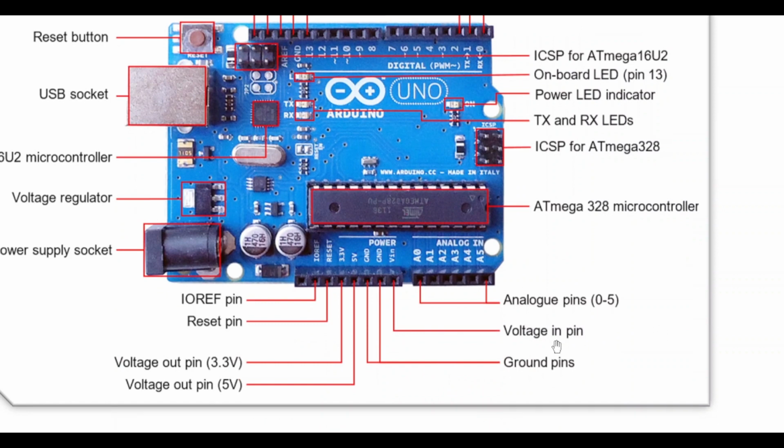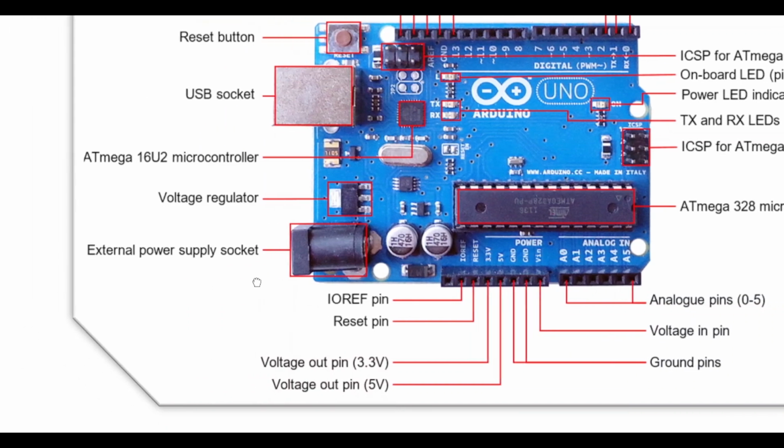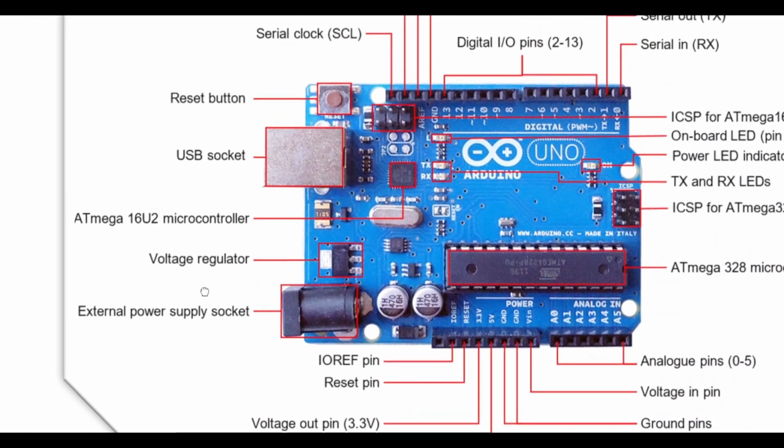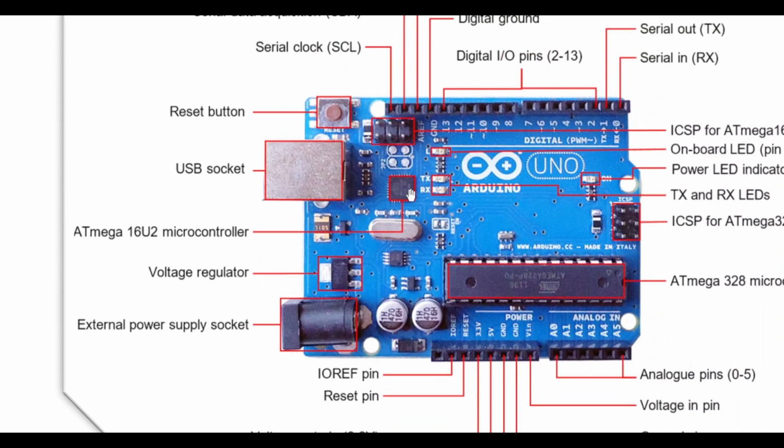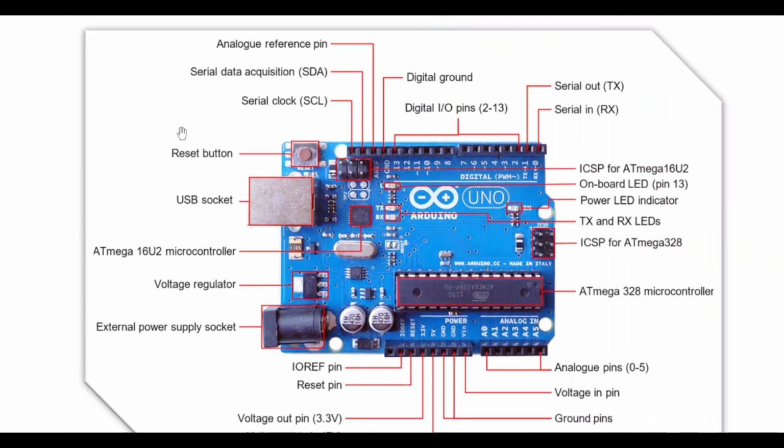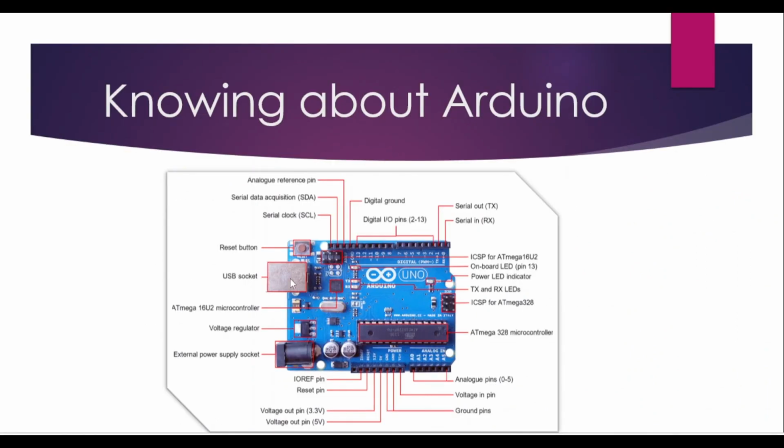Now here are some analog pins, 0 to 5. And here is a voltage pin where you can give power, and that's ground, and that's the 5 volt output and 3.3 volt output, and reset pin and IOREF pin. That's the power supply socket, and the voltage regulator, the ATmega16U2 microcontroller, and the USB socket and the reset button. Everyone will press this button thinking it is an on-off button, but it's not the on-off button, that's the reset button.